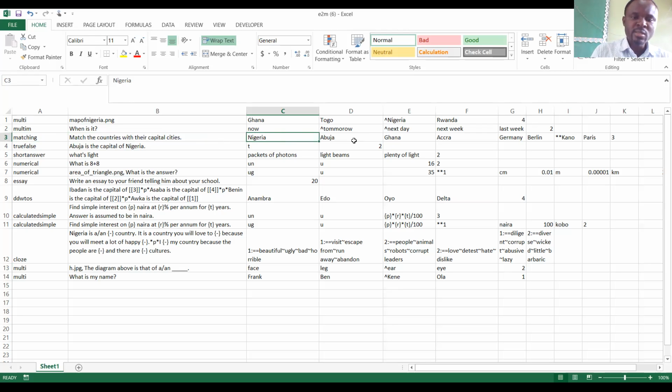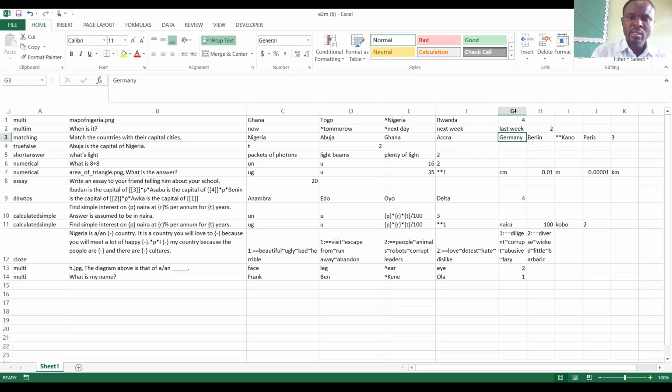One matches the one just after it. So Nigeria here and Abuja make a match. So remember, if I have Nigeria, I should match that with Abuja. So Abuja comes right after it. Ghana matches Accra. So Ghana and Accra follows immediately after. Then Germany, Berlin, Germany and Berlin together.